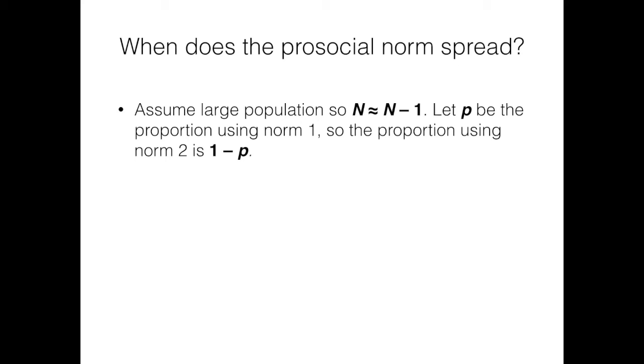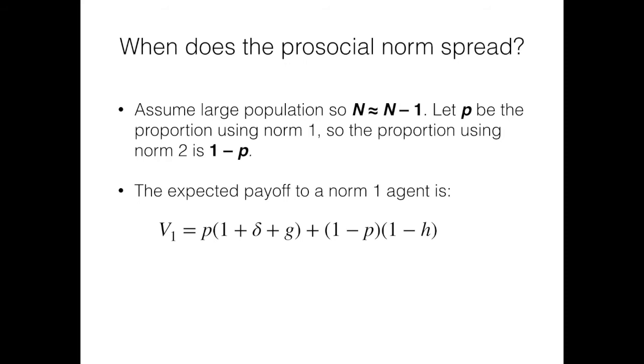So let the proportion of agents using norm 1 be p, so that the proportion using norm 2 is just 1 minus p. The expected payoff to an agent using norm 1 is going to be the proportion of times it receives a coordination benefit plus the proportion of times it pays a non-coordination cost. So proportion p of the time it interacts with another norm 1 agent, and it gets that nice cushy bonus, and proportion 1 minus p it interacts with a norm 2 agent, and it pays that cost h.